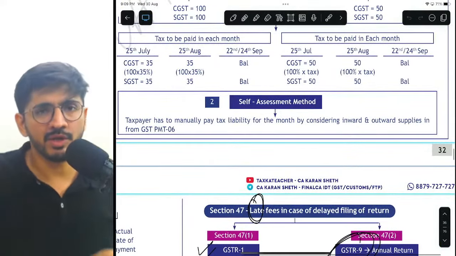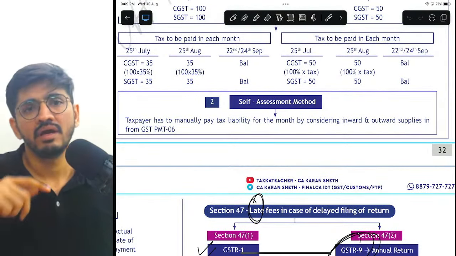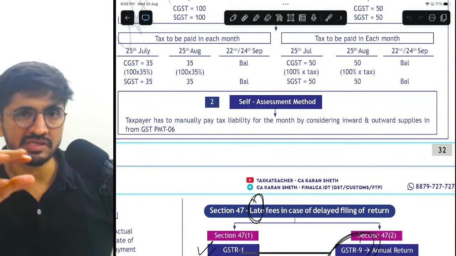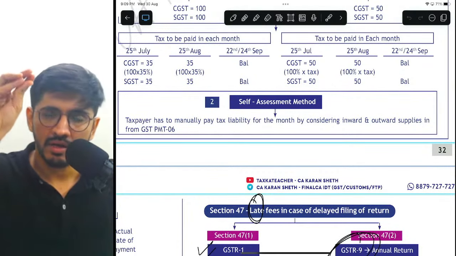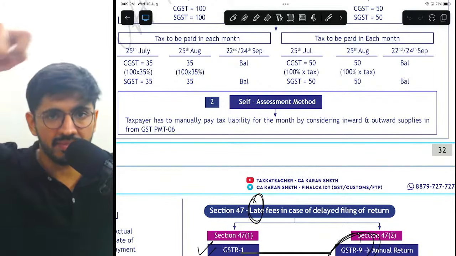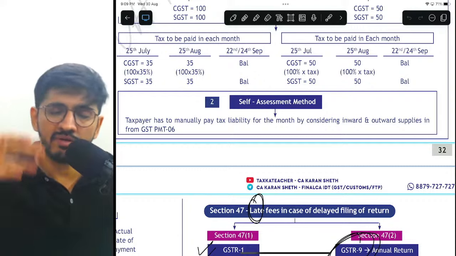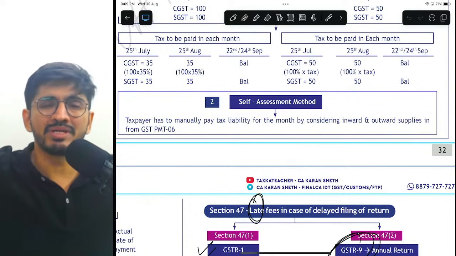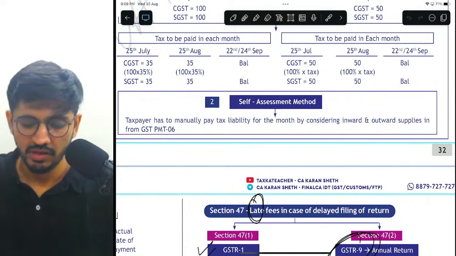In this, you have to manually calculate tax every month. There is no ad hoc percentage given. You have to manually calculate what is the output tax, what is the ITC, reduce it, and then pay net payable. So it will be on actual basis only. It will not have any computations to do with estimation. Okay, perfect.